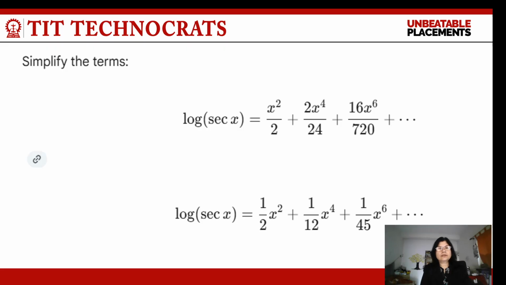Simplify the terms, that is log sec x is equal to x square by 2 plus 2x to the power 4 by 24 plus 16x to the power 6 by 720 plus so on. So we get log sec x is equal to 1 by 2 x square plus 1 by 12 x to the power 4 plus 1 by 45 x to the power 6 plus so on. Hence proved.